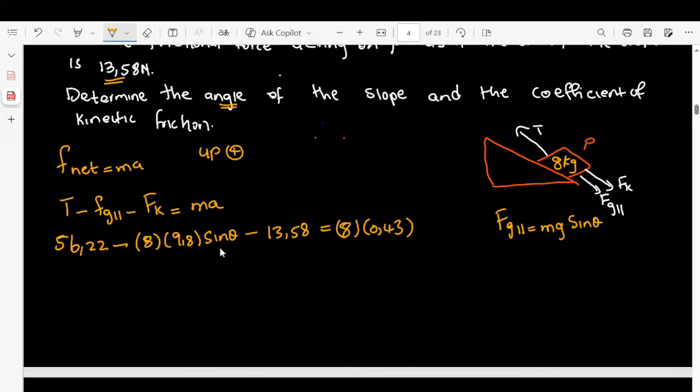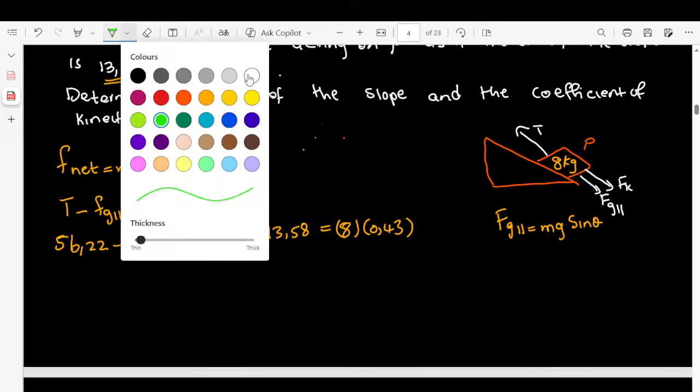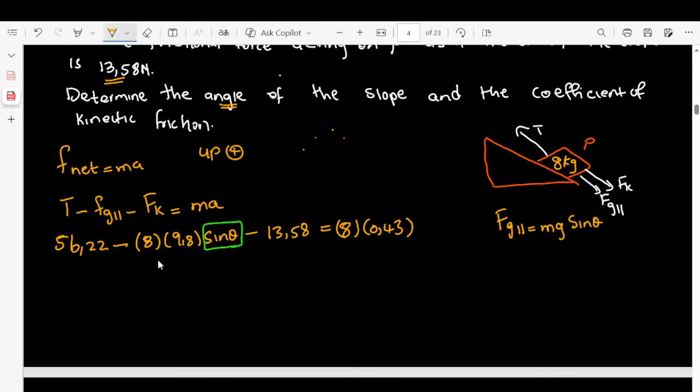So now the aim here is to isolate sine theta. I'm just going to highlight that the aim is to isolate this so that we can solve for sine theta. That's the aim. We need to isolate sine theta, so I'm going to work on it.